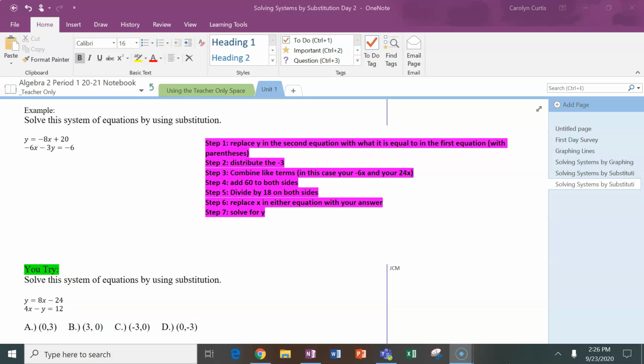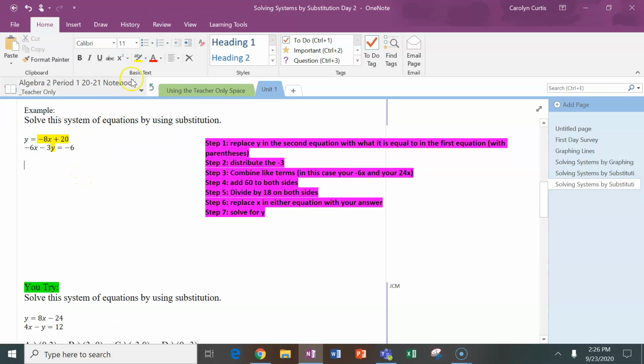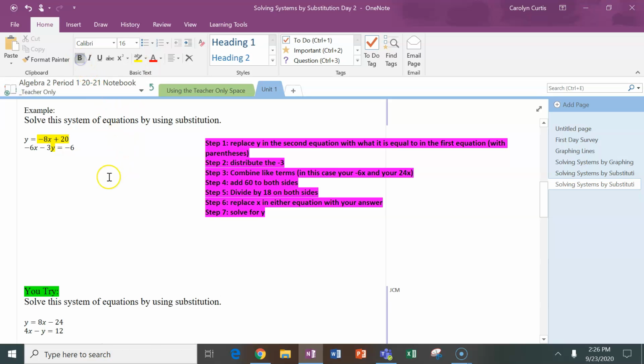practice problems. So step 1 says to replace y in the second equation with what it is equal to in the first equation. And it says with parentheses. That's going to become very important because you're going to need to distribute. So in this case, I'm going to put this where y is in the second equation because they are the same. They are equal.